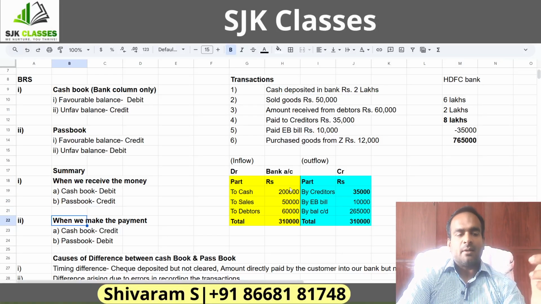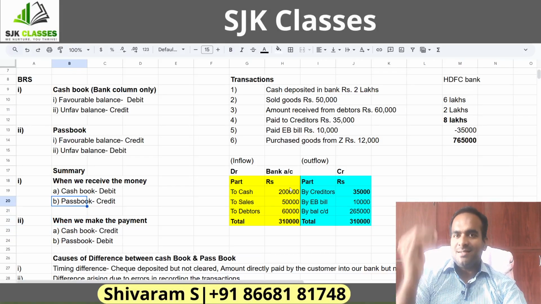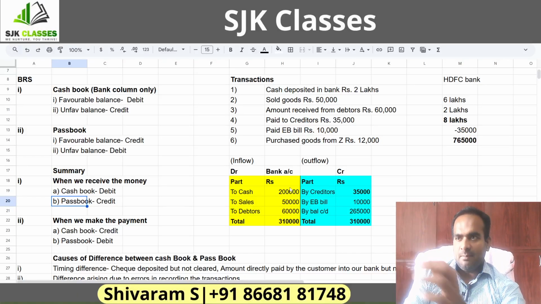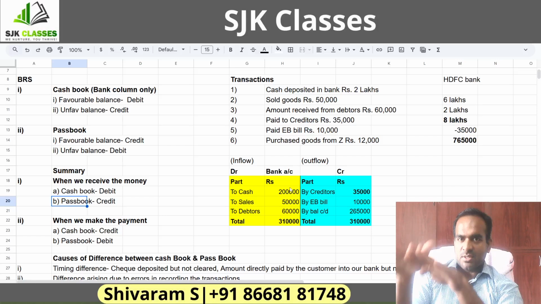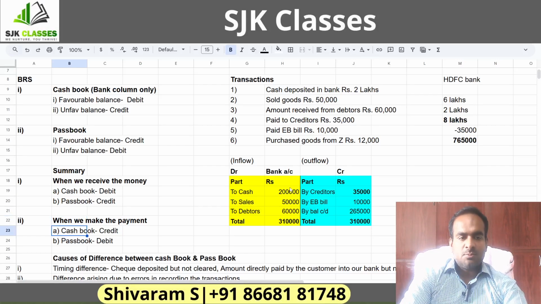When we make a payment, what happens? We will give a credit to the cash book because from our perspective, the asset is decreasing. So I give a credit. But from the bank's perspective, they will say the liability towards us is decreasing. So when liability reduces, they will give a debit. So the cash book is on the credit side and the passbook will be shown on the debit side.